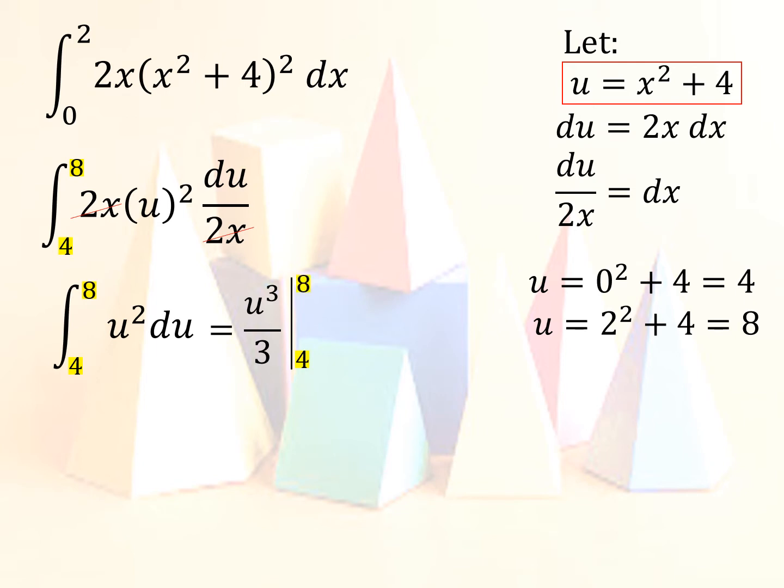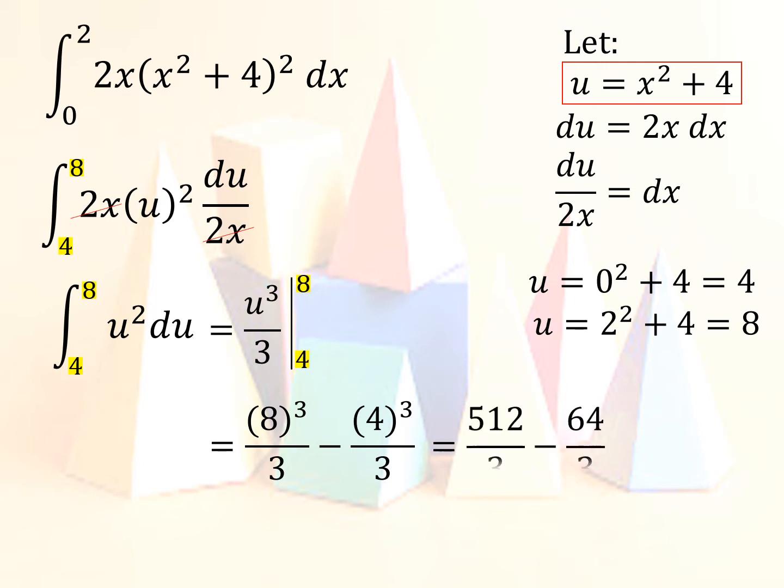And then we are going first to substitute the upper limit. So you know this one already, the process of integrating. So we have 8 to the third over 3 minus 4 to the third over 3. So 8 to the third is equal to 512. Then 4 to the third is 64. So we have 512 over 3 minus 64 over 3, which is equal to 448 over 3. Because we have the same denominator, we just need to subtract the numerators, which is 512 minus 64. So the final answer in here is 448 over 3.